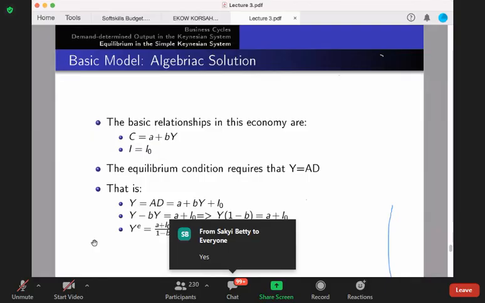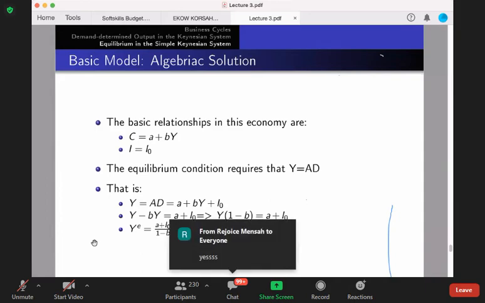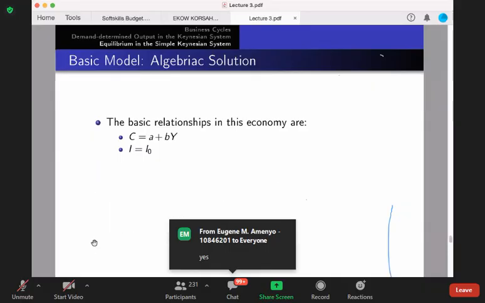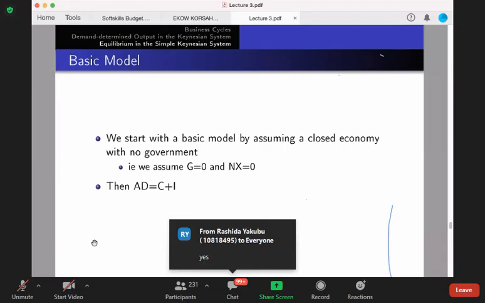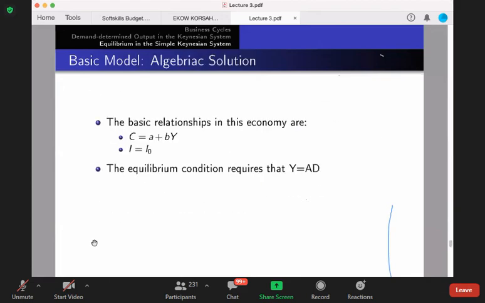Okay, so with Y equal to AD, which is also equal to A plus beta Y plus I naught, I don't really get it, because I learned that AD is equal to C plus I plus G plus NX. Why did you ignore the rest and only use consumption and investment? Yes, because we are assuming a closed economy where there is no government spending and no net exports. We can have an open economy with government spending where all of those things can show up. Okay, thank you.